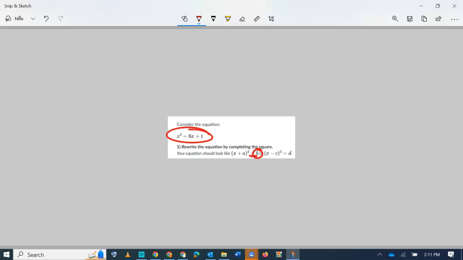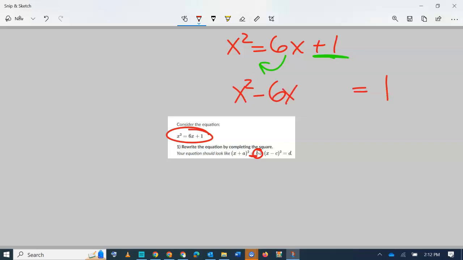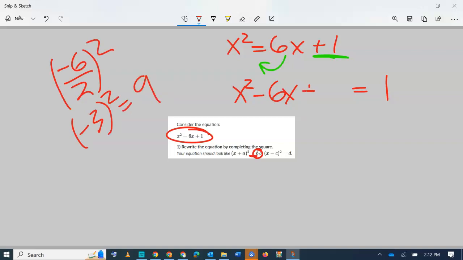So in this case, we have x squared equals 6x plus 1. We want to leave our 1 by itself and move these 6x over. So what we get when we do that is x squared minus 6x equals 1. Now let's complete the square. Take our negative 6 divided by 2 and square it. Negative 3 squared is 9. So add 9 and add 9. This becomes x minus 3 squared, which equals 10.